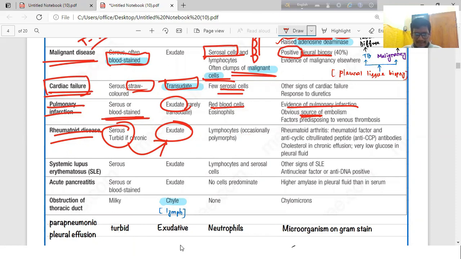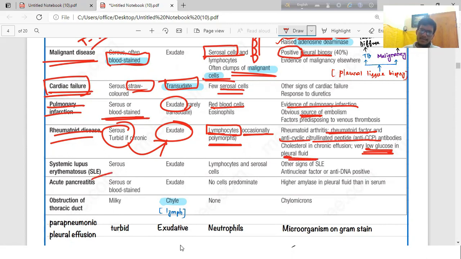And here you can see the basic forms. The lymphocyte, occasionally some polymorphs. So we will find lymphocyte mainly. Some biological markers such as rheumatoid factors and anti-cyclic citrullinated peptide can also be found. And low glucose level is one important thing, low glucose level in pleural fluid.